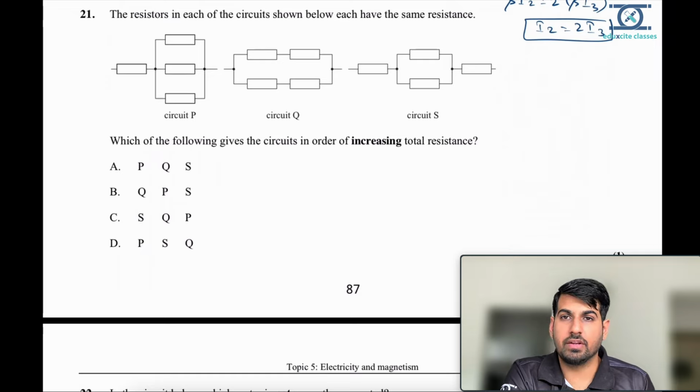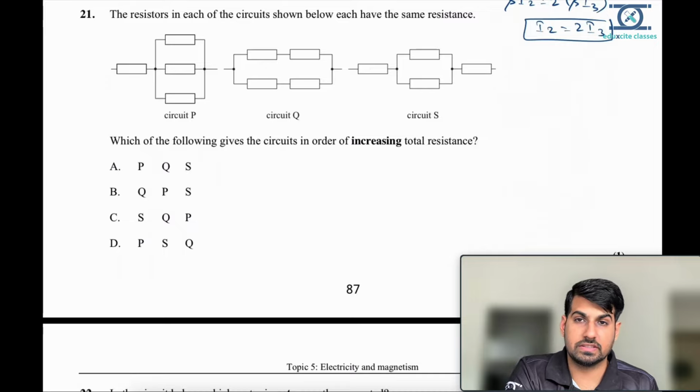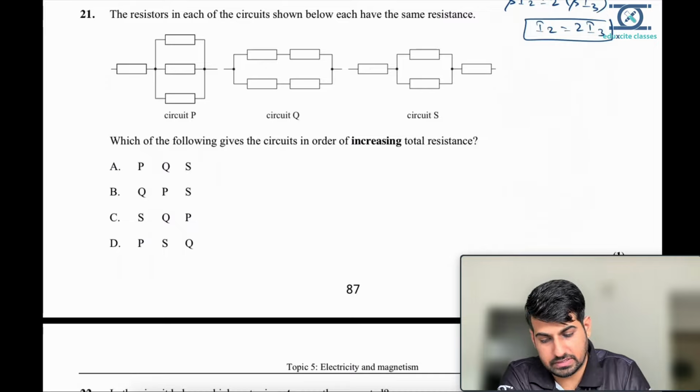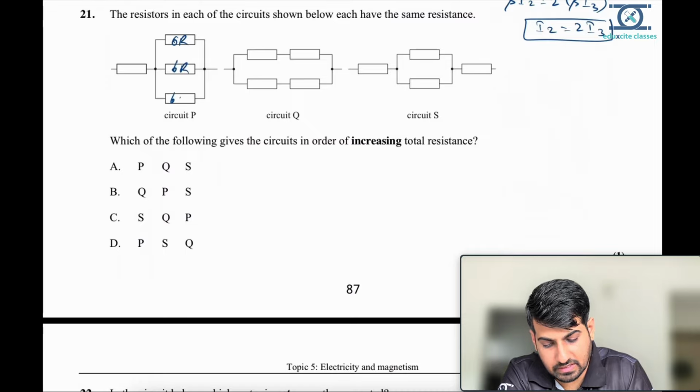Now question number 21. The resistors in each of the circuits shown below have the same resistance. Arrange them in increasing total resistance. So for total resistance, let us assume these are all 6, that will make your question easy. 6R, 6R, 6R, 6R. All resistances are 6 times R. Now you just check, you will get your answer.